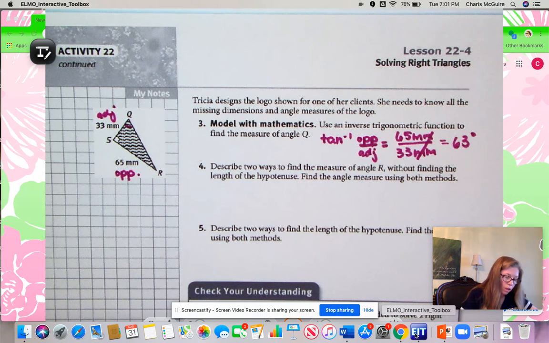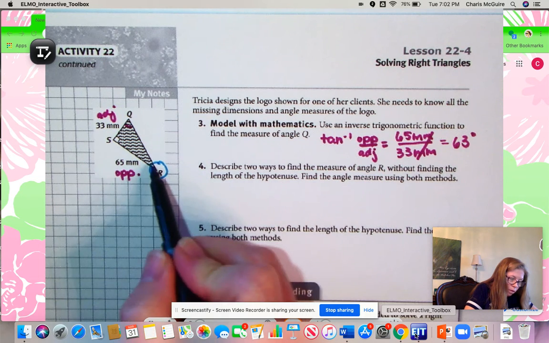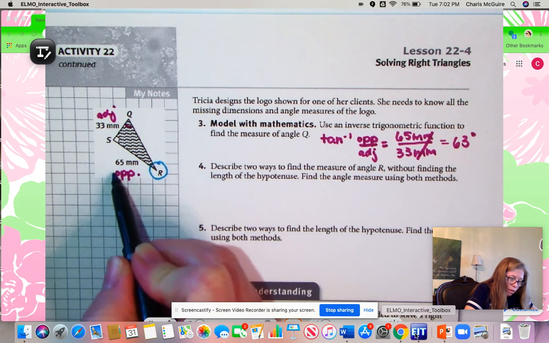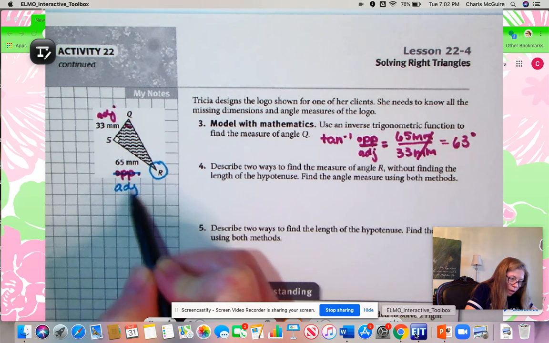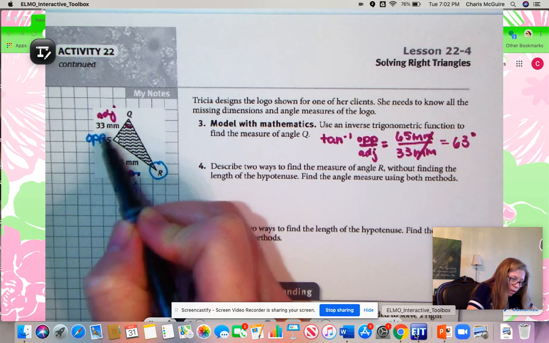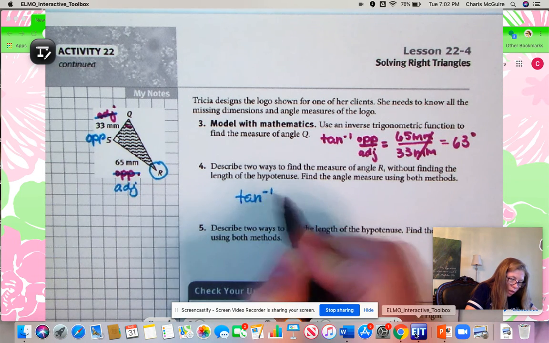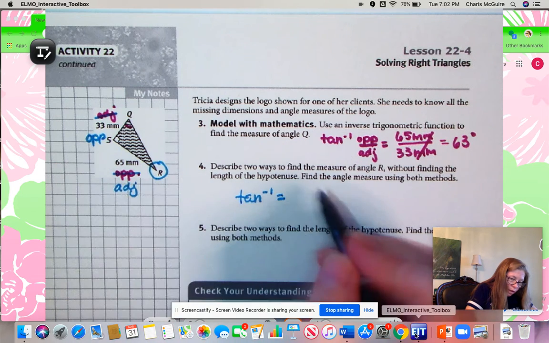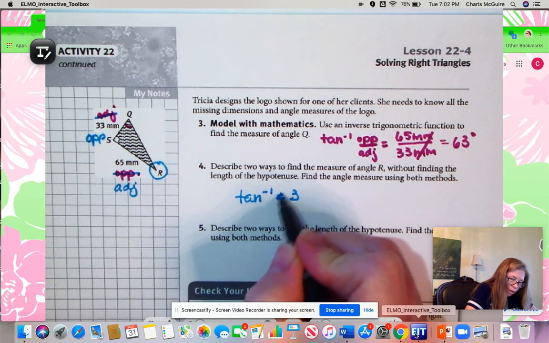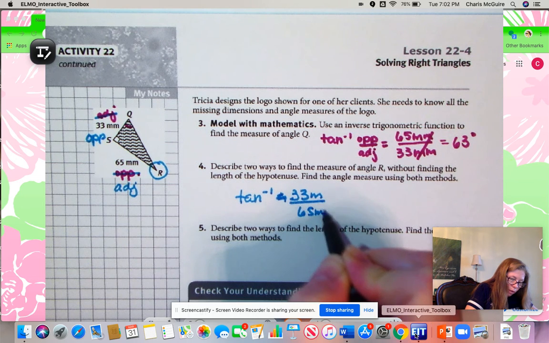So inverse tangent, but this time we're going to switch the opposite and the adjacent, because now we're looking at angle R. And so the 65 millimeters is going to change to our adjacent side, and the 33 millimeters will now be our opposite side. So it would look like this. Inverse tangent, we'll do the opposite side, the 33. Why did I put an equal sign there? The 33 millimeters over the 65 millimeters.